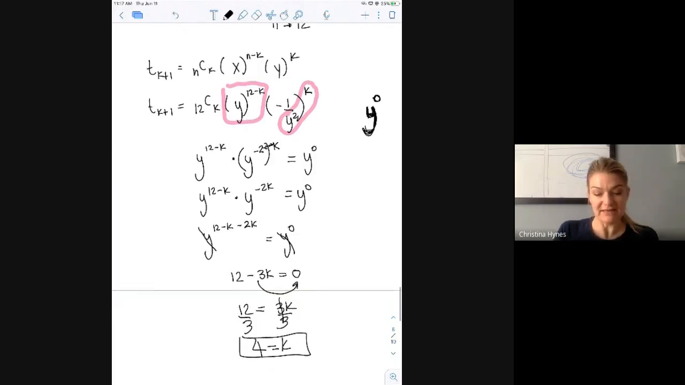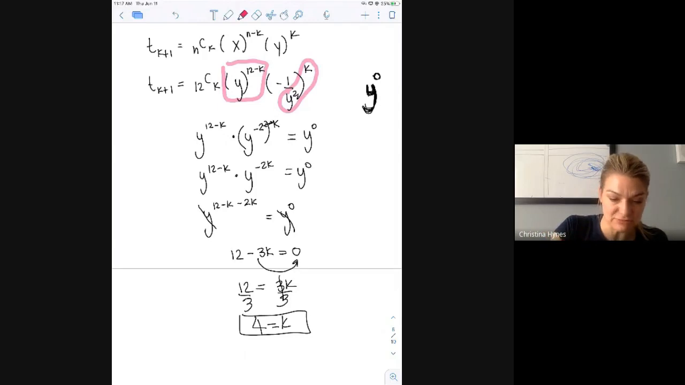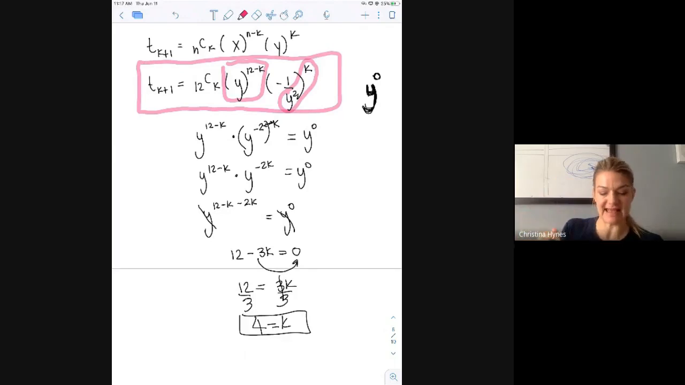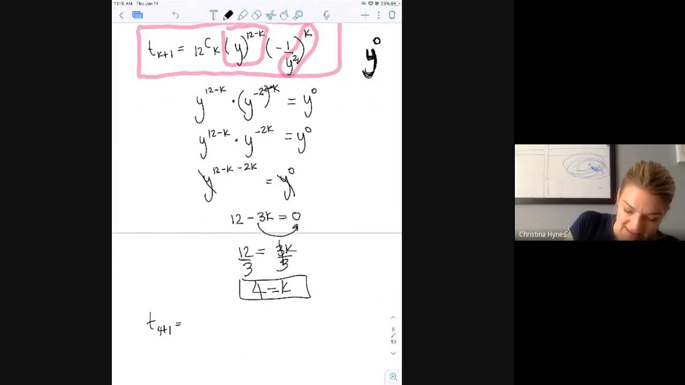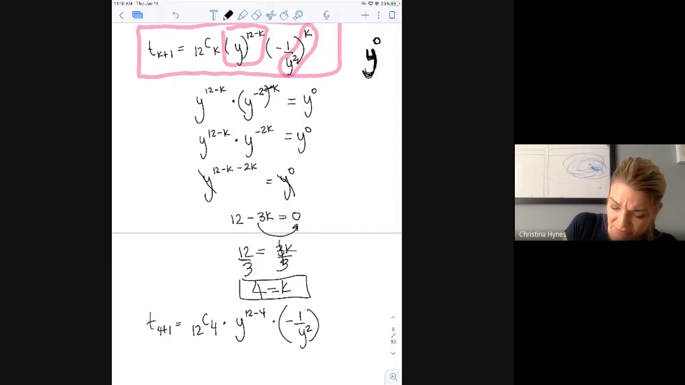So once you have k as 4, remember how in the previous one, you want to go back to this step and now replace everywhere you see a k with 4 and solve for what that term actually is just by simplifying. So we're looking at term 4 plus 1, which means that we're looking at term 5. Then 12 choose 4, we're multiplying by y to the power of 12 minus 4, and then negative 1 over y squared to the power of 4.